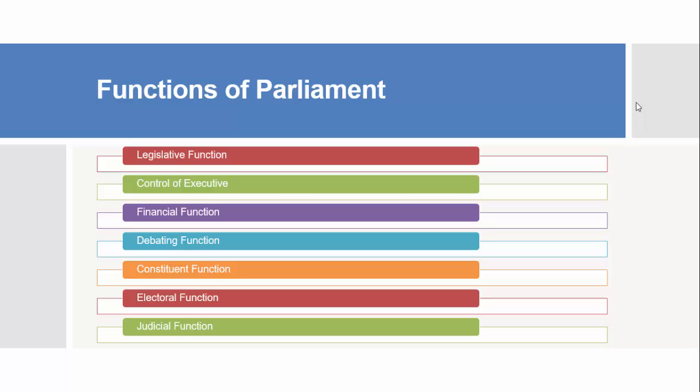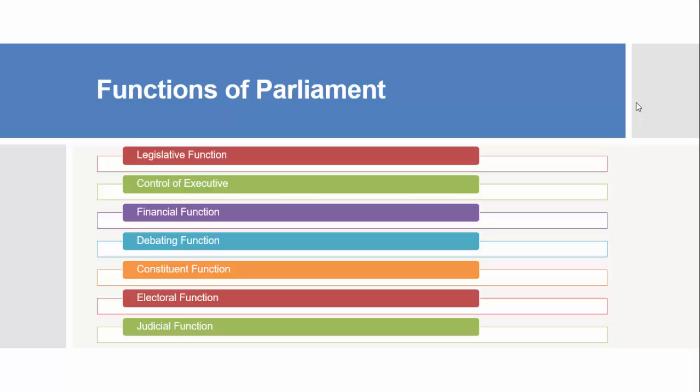Another function is constituent function. The Parliament has the power to amend the Constitution. Most of the amendments have to be approved by a special majority of both houses, that is by 2/3 majority of members present and voting and simple majority of total members of the house.